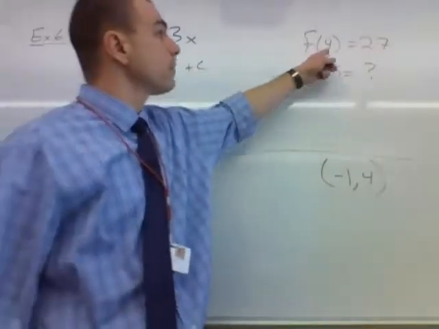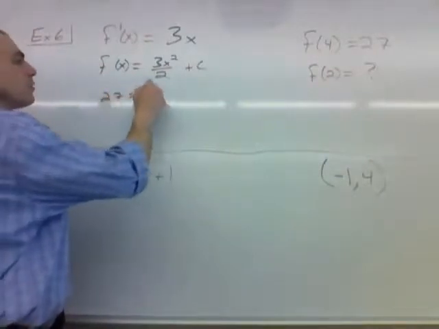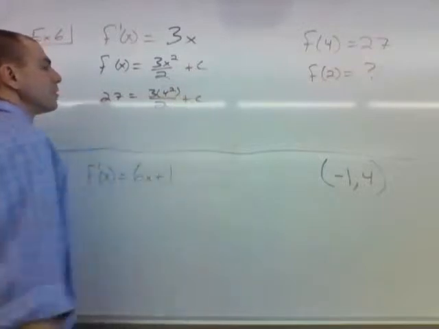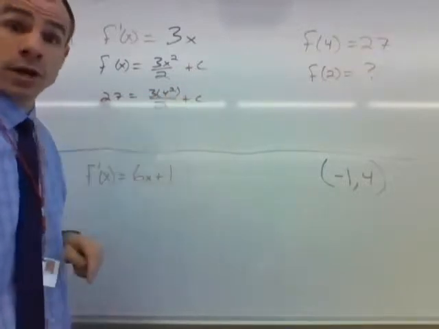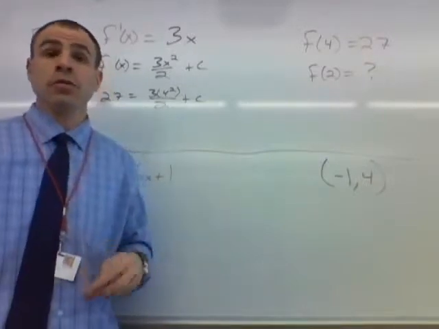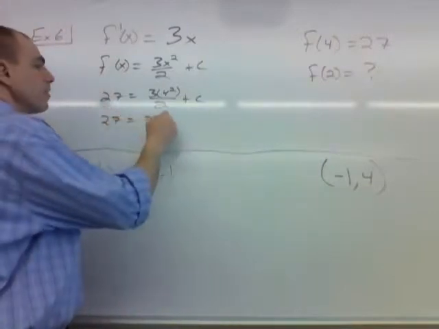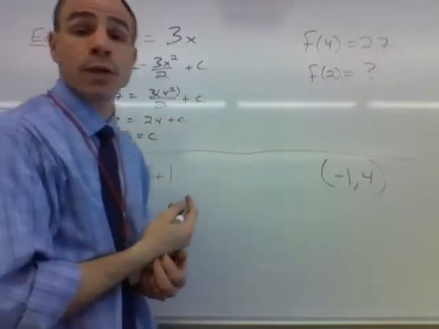And we know that when we plug in 4, we get 27. So 27 is equal to 3 times 4 squared over 2 plus c. 4 squared is 16. Tripled is 48. Divided by 2 would give us 24. So we have 27 is equal to 24 plus c, and therefore c is equal to 3.